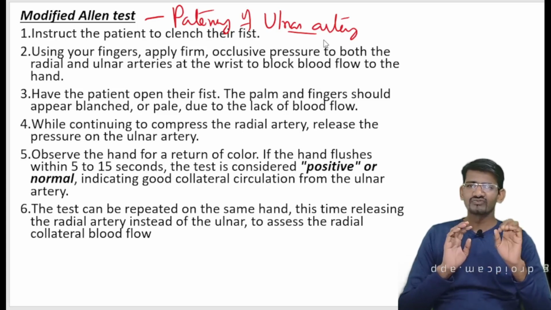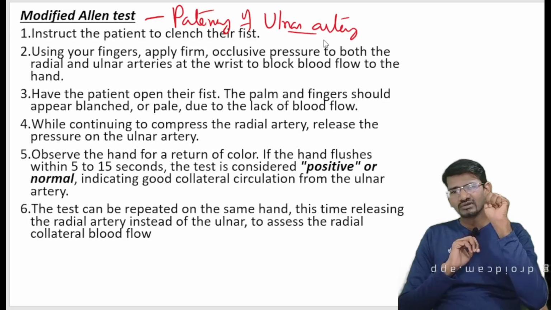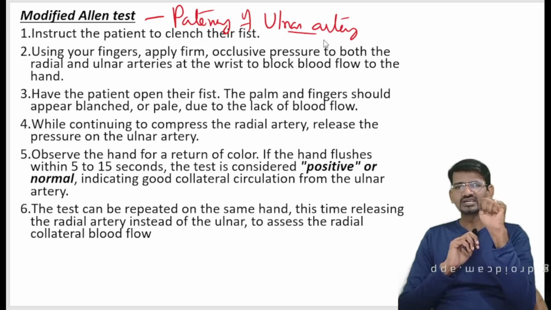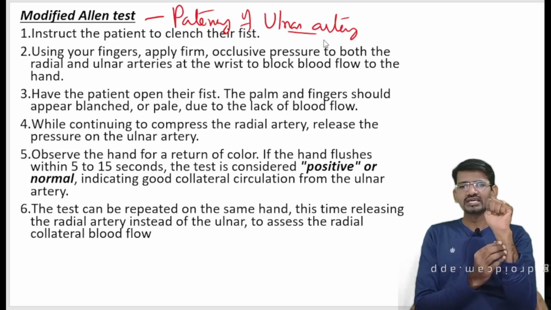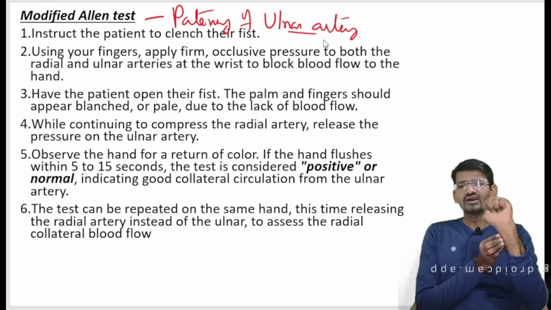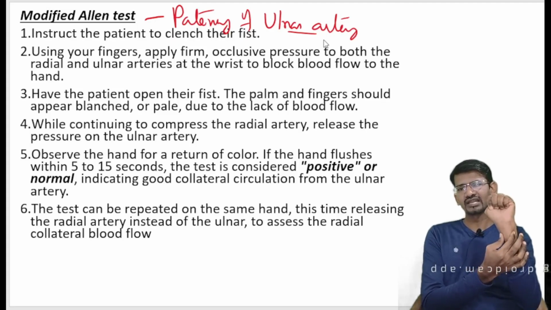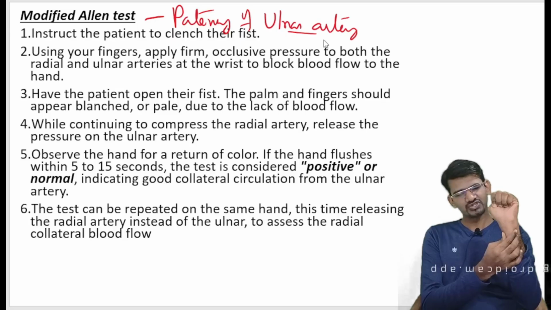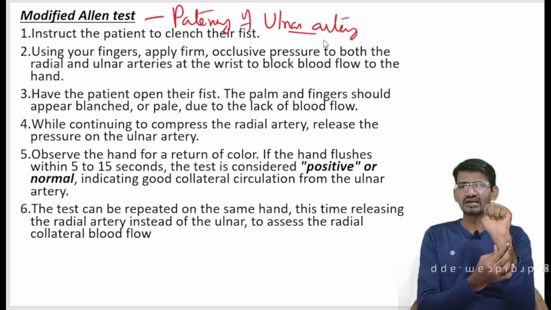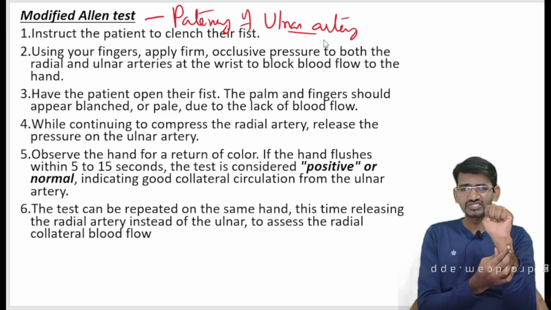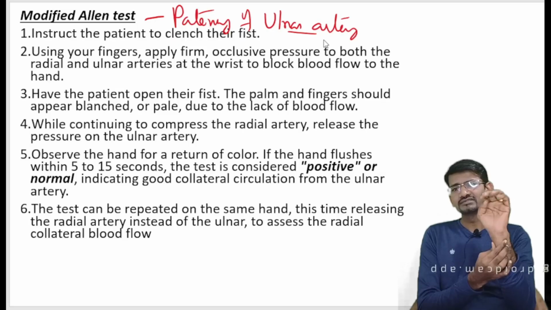So here first we have to ask the patient to clench his fist. Okay, so first we have to clench it. Then the healthcare provider or the examiner will occlude both the radial and the ulnar arteries. With firm pressure, he will put pressure over the radial as well as the ulnar artery. Then allow the patient to open up his fist.